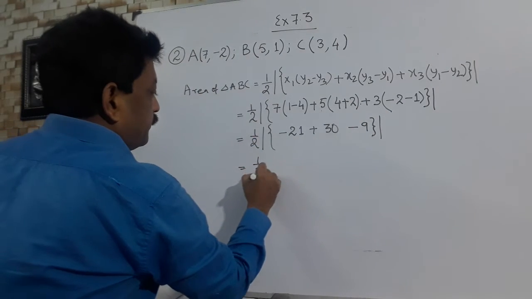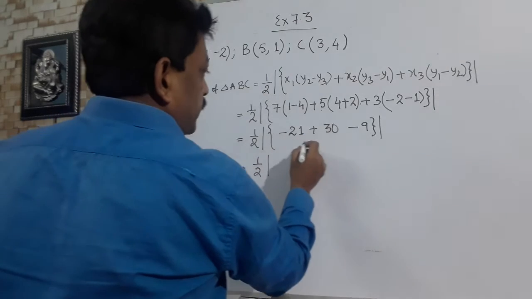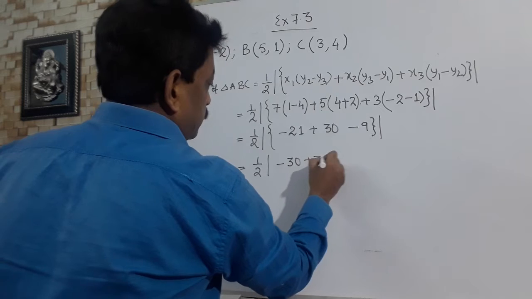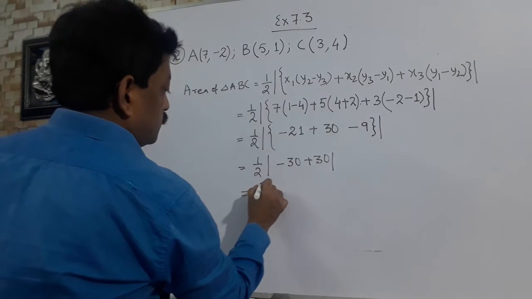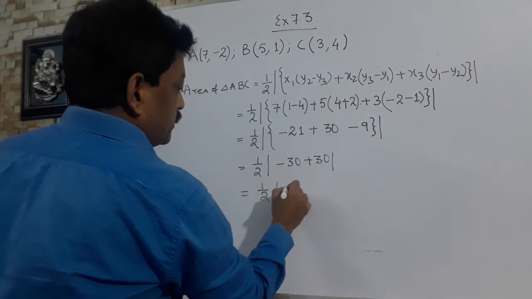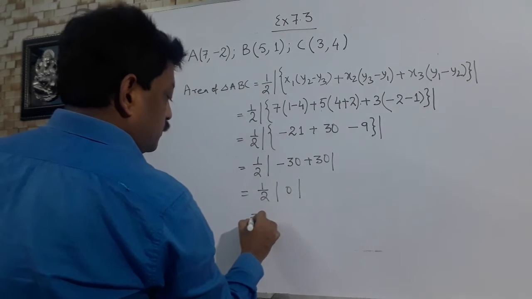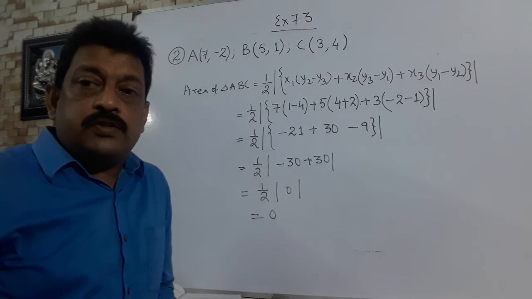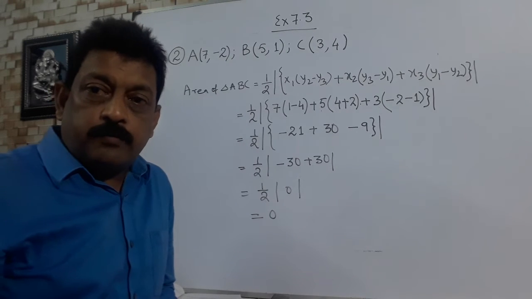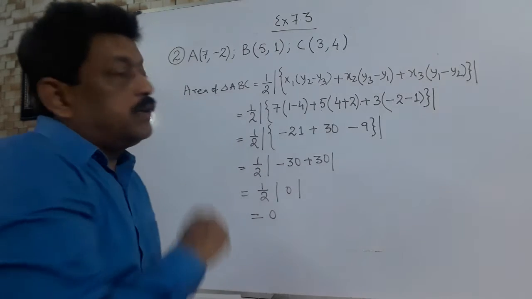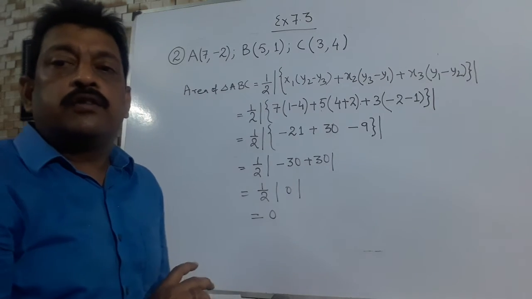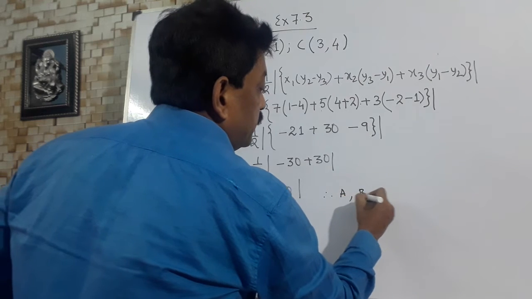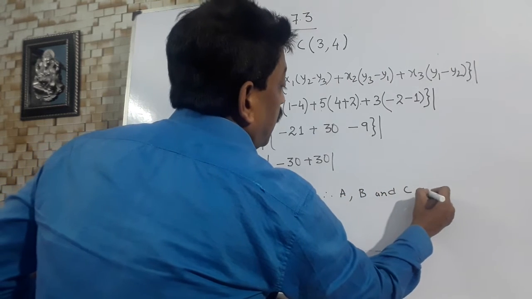Therefore half, minus 21 minus 9 is minus 30, plus 30. So this is half, inside the modulus is 0. Therefore the area of the triangle formed is 0, which means a triangle is not formed. That means all the 3 points A, B and C are collinear. Therefore, A, B and C are collinear.